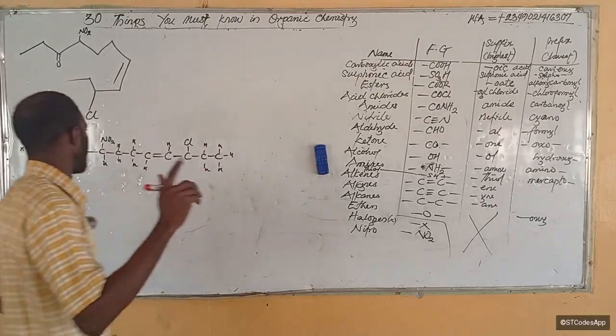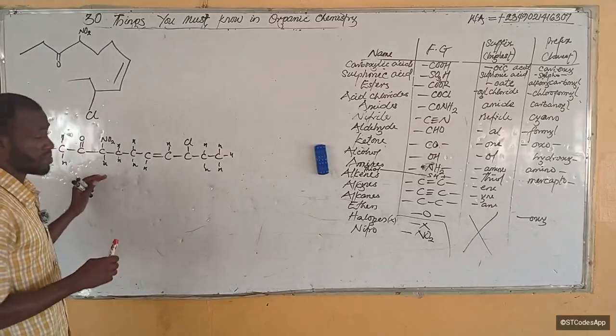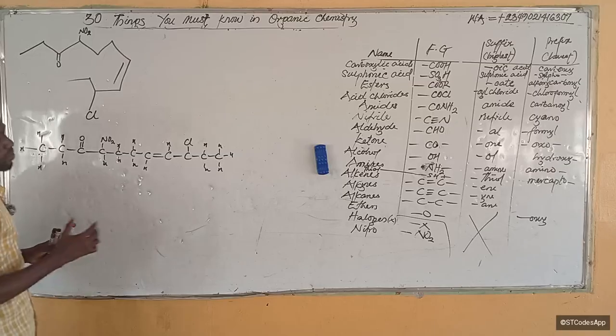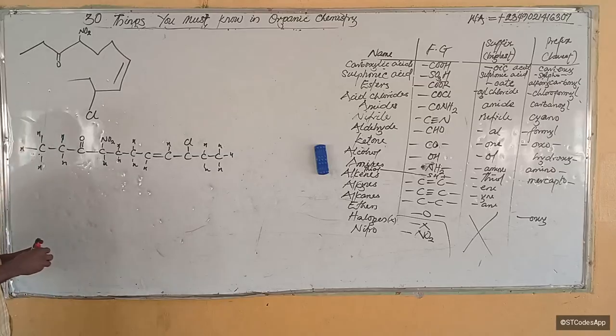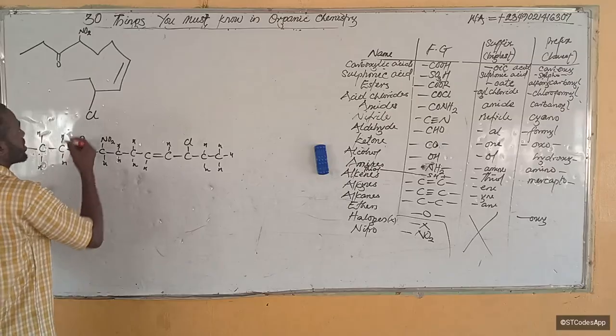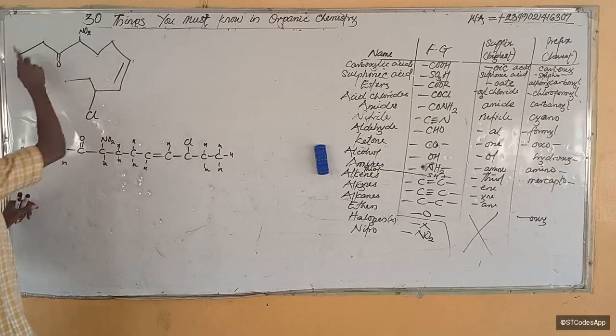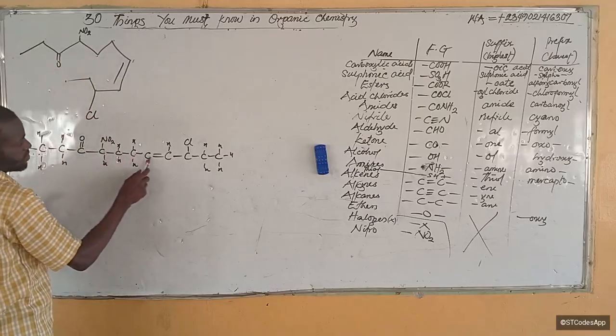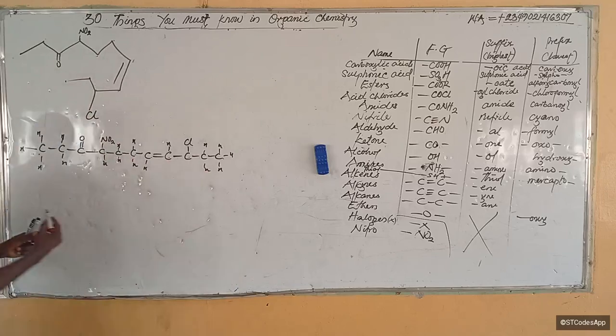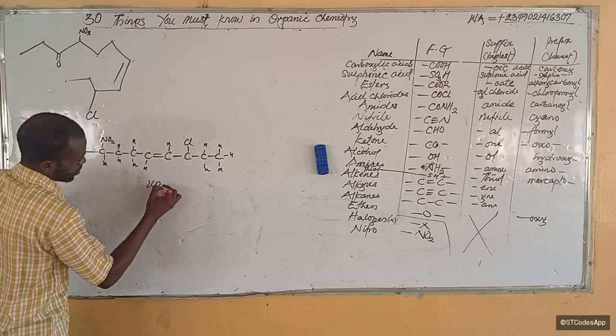Now let's go on to naming this. How do we name this? We number the longest carbon chain, which is exactly this. In this case, it's 1, 2, 3, 4, 5, 6, 7, 8, 9, 10, 11. Since it's 11, that's what we'll use for the parent chain.